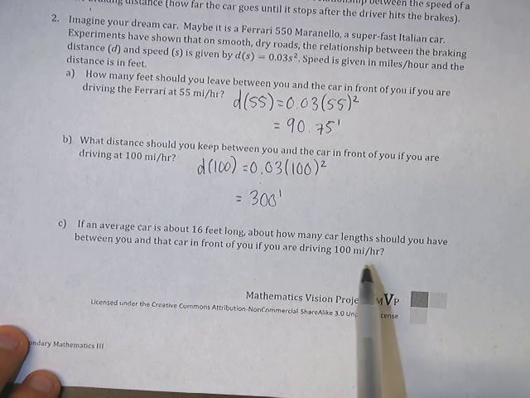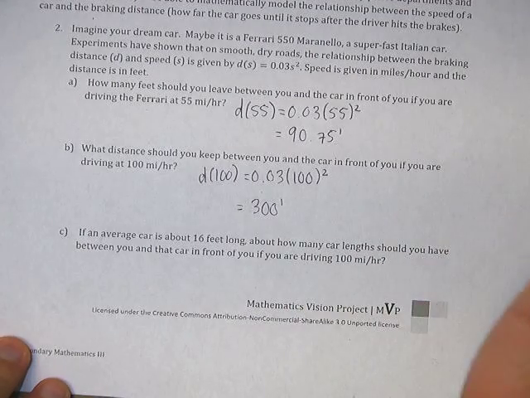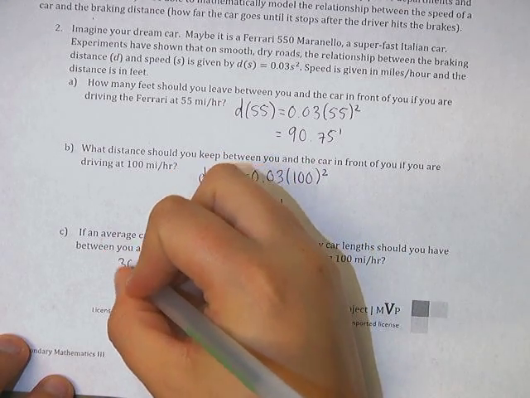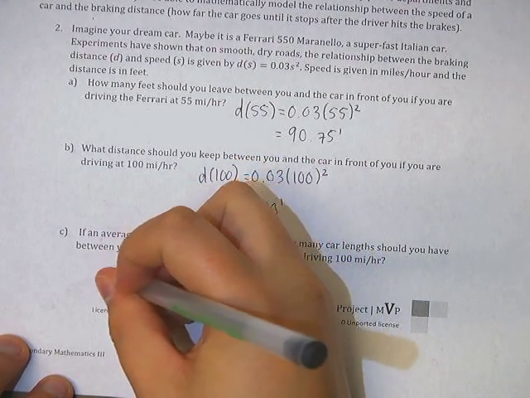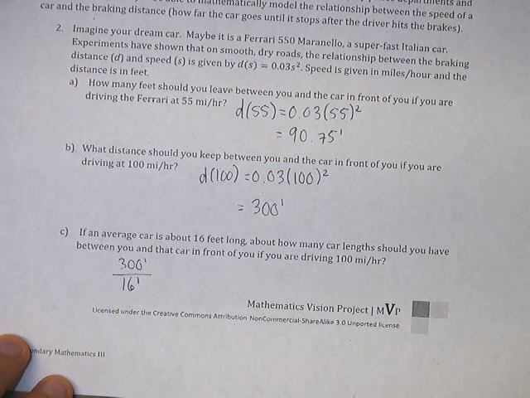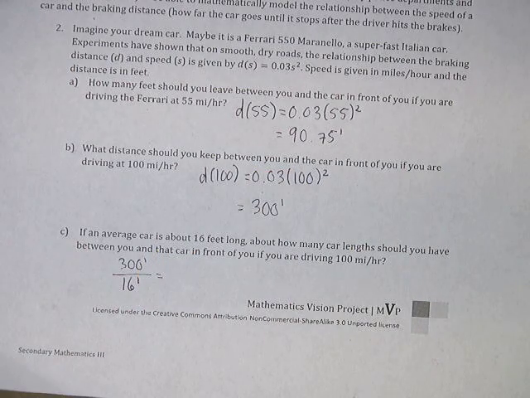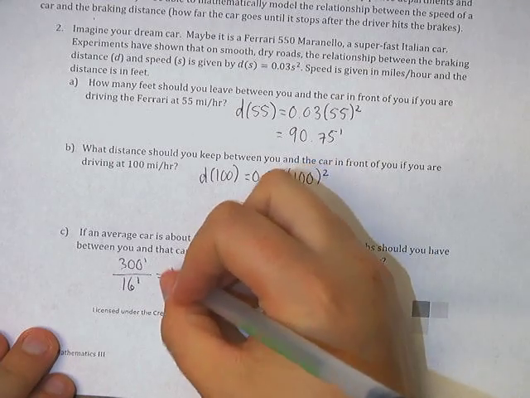Okay, if an average car is about 16 feet long, about how many car lengths should you have between you and the car in front of you if you are driving 100 miles an hour? Well, we know that our braking distance is 300 feet. And we're going to divide that into 16-foot segments so we can figure out how many car lengths that is.